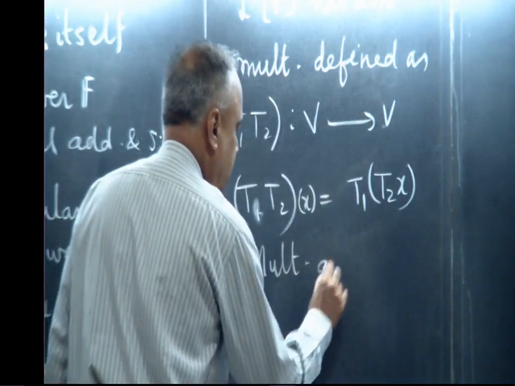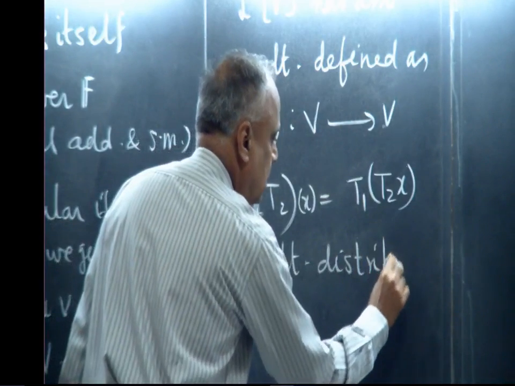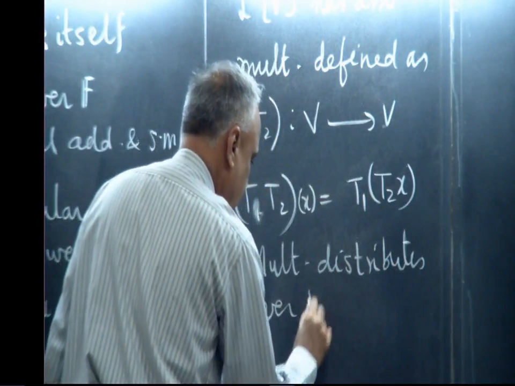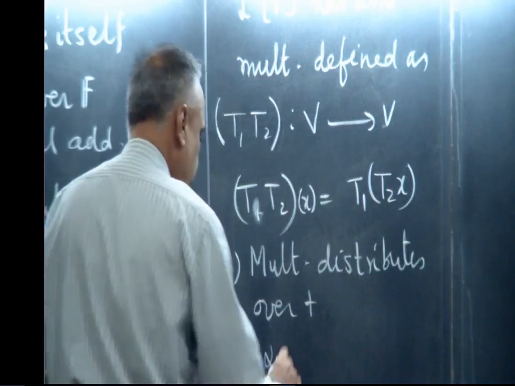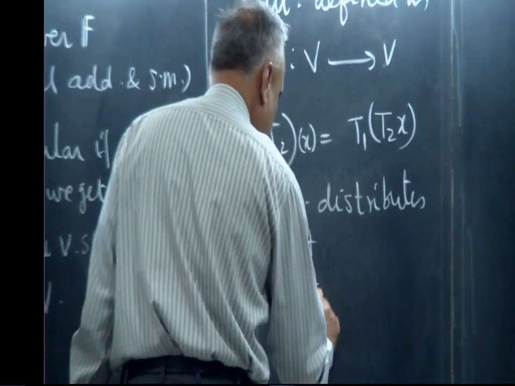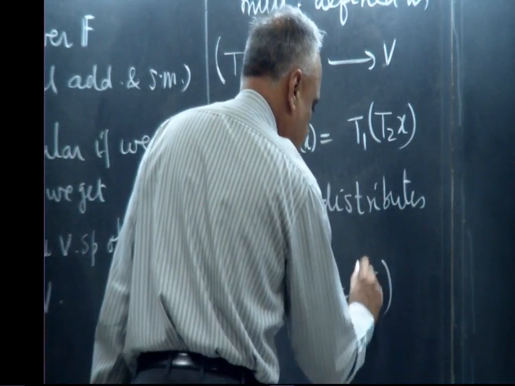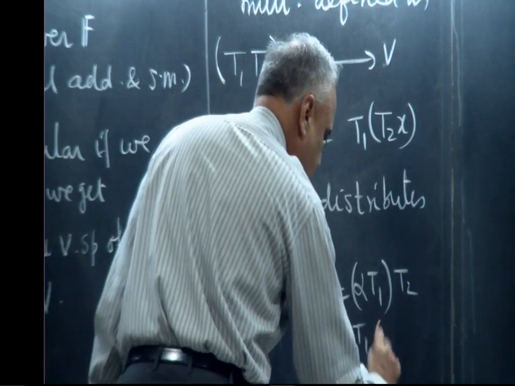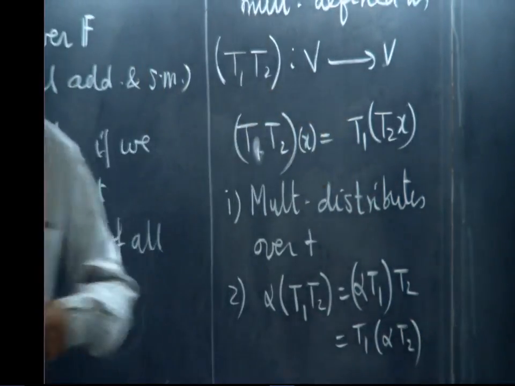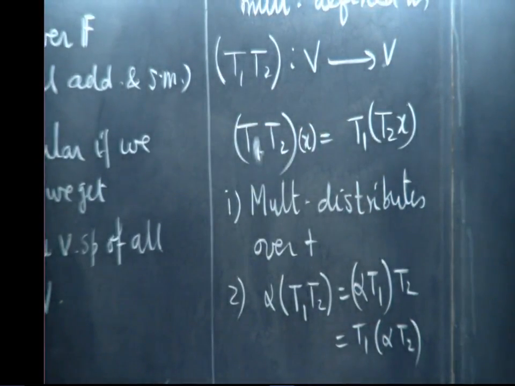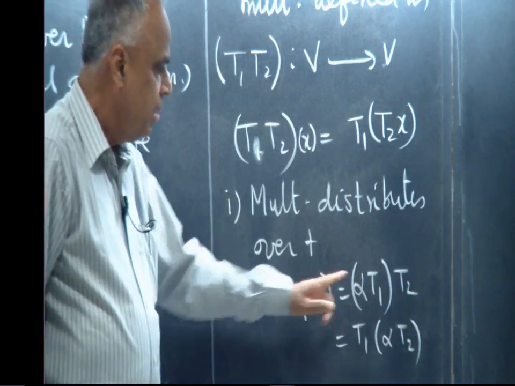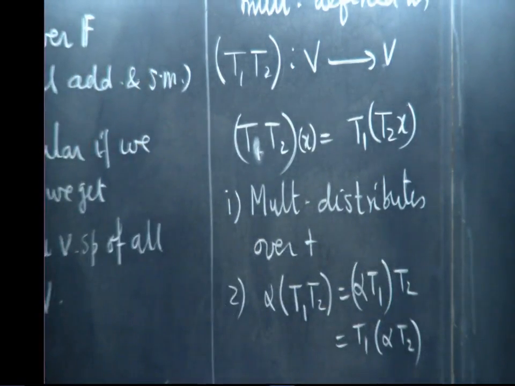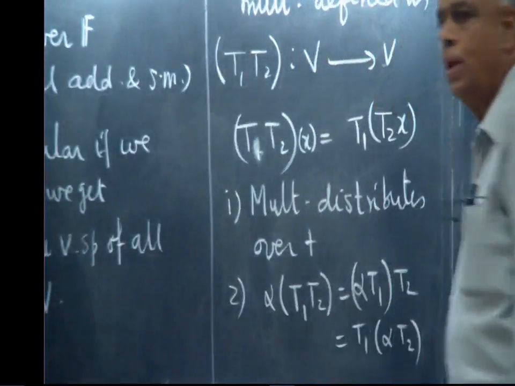multiplication distributes over plus, and we also have for any scalar alpha, alpha T1 T2 is the same as T1 alpha T2. Whichever I do, you are going to get the same, like in matrix multiplication. If you want to multiply the product of a matrix by a number, you can take that number and multiply one of the matrices and then take the product. Same rule applies here. With these laws, it is what is known as a linear algebra.